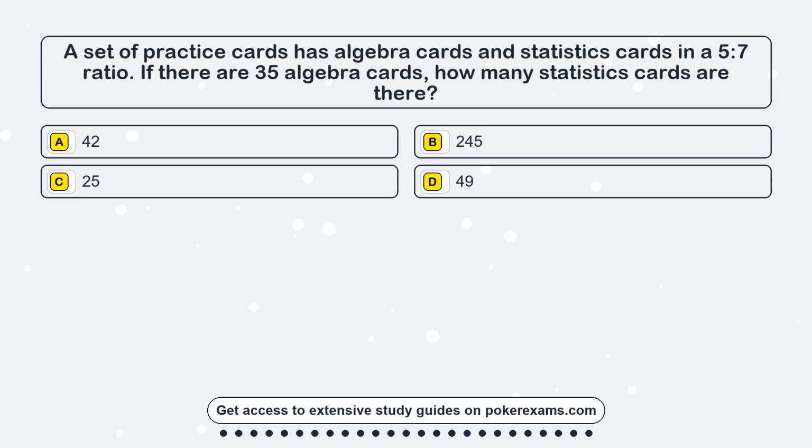Question 4. A set of practice cards has algebra cards and statistics cards in a 5:7 ratio. If there are 35 algebra cards, how many statistics cards are there? Option A 42. Option B 245. Option C 25. Option D 49.